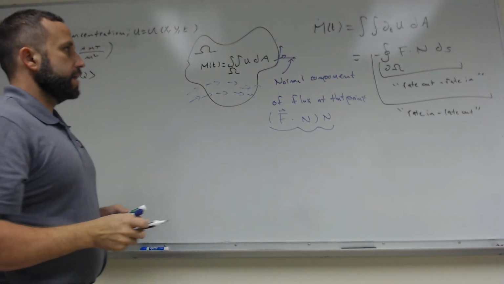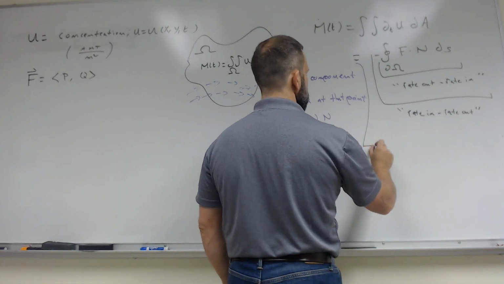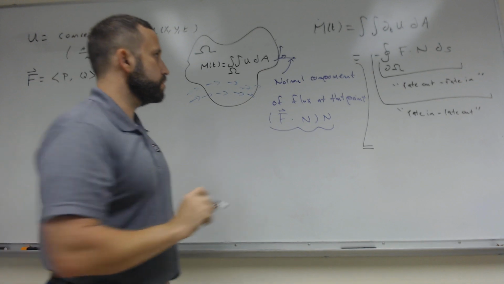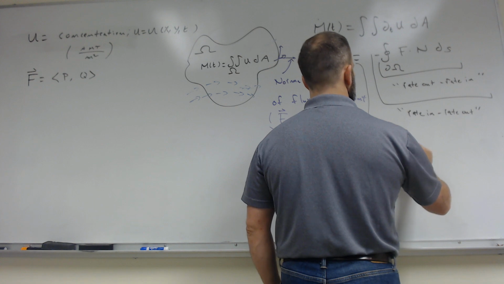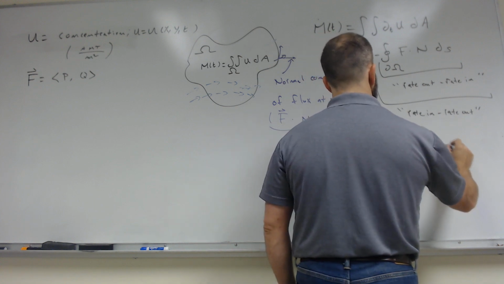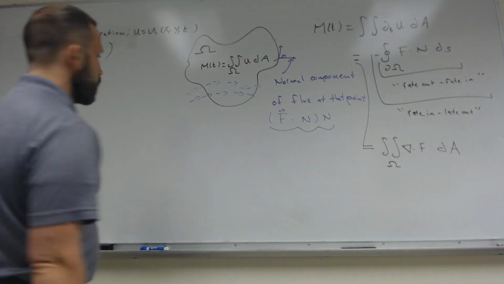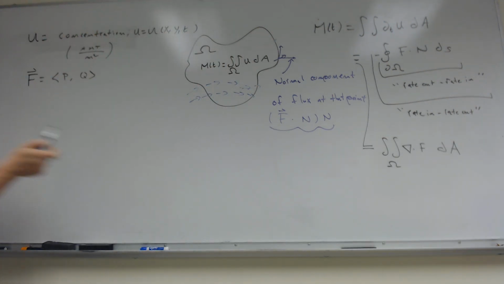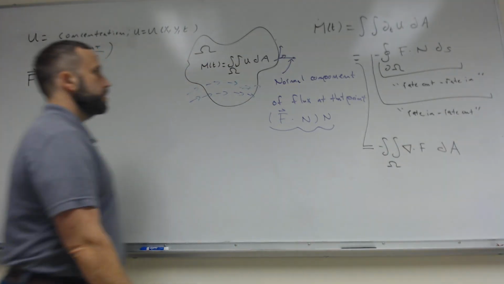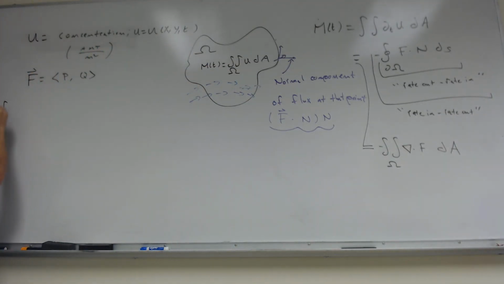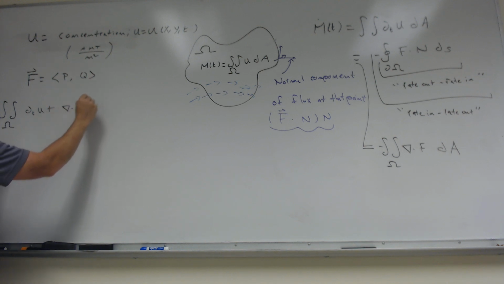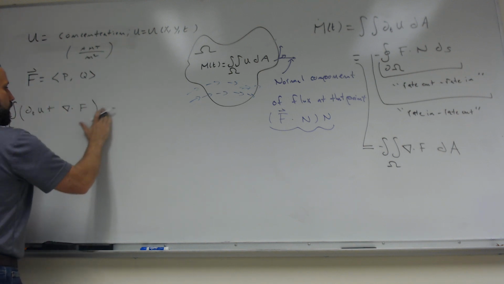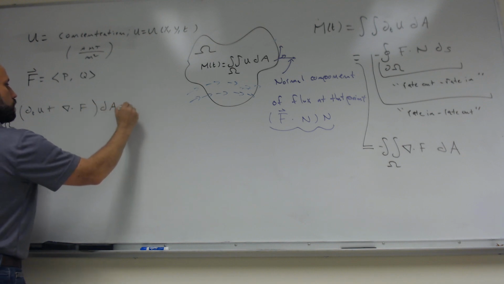Okay, well now what I can do, if I continue this computation down here, by the divergence theorem, this is equal to the integral over omega of the divergence of F. And so what I have shown is that over any domain, sorry, I forgot my minus sign, I have the integral over omega of the t derivative of u plus the divergence of the flux dA is equal to 0.